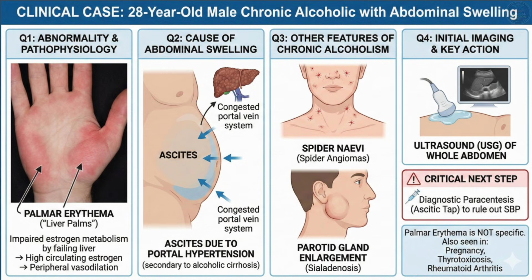Now the fourth question asks, what initial imaging will you perform? Keyword: initial. What is the first line non-invasive scan for liver and ascites? The answer to write: ultrasound of the whole abdomen. Ultrasound is perfect because it confirms ascites, evaluates the liver architecture, looking for cirrhosis, measures spleen size. Splenomegaly indicates portal hypertension, and it screens for hepatocellular carcinoma.